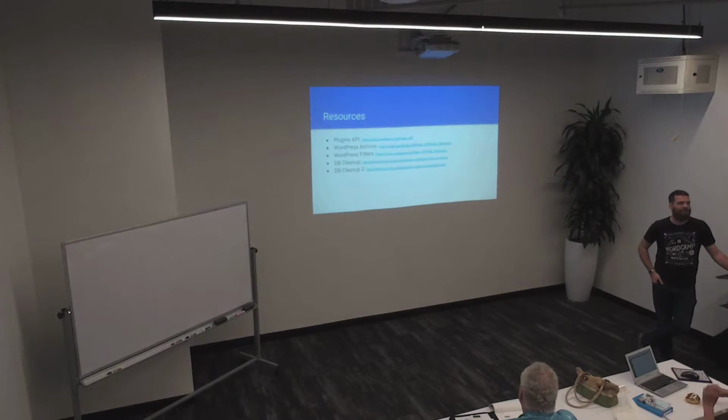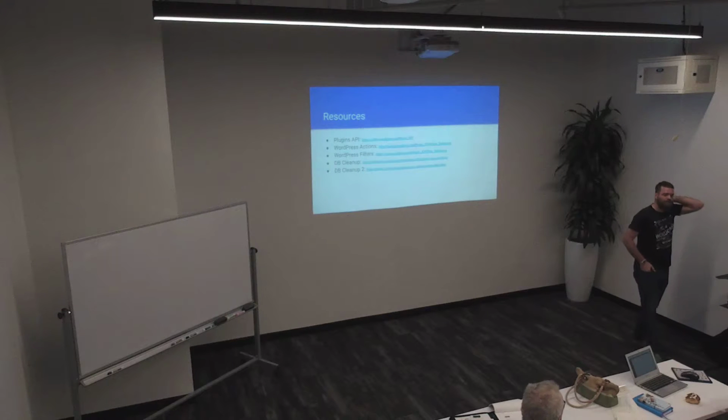Yes, sir? This might be out of scope of tonight's presentation, but is it possible that you could go over a waterfall diagram to read if a plugin is perhaps slowing down your site? You know what I'm talking about? Like speedtest.org or something? You can see the waterfall.